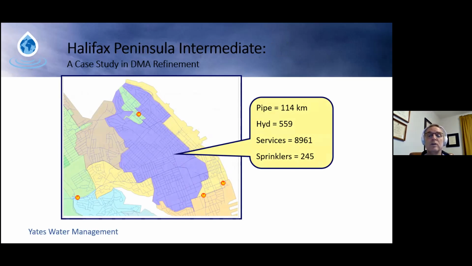So we started with this DMA when we first got going at the turn of the century. We had a 114 kilometer DMA, which, yeah, that is pretty big. So we said, okay, well, let's do something about it. Let's break up the haystacks right now. We felt that this was too big for us to find the needle.